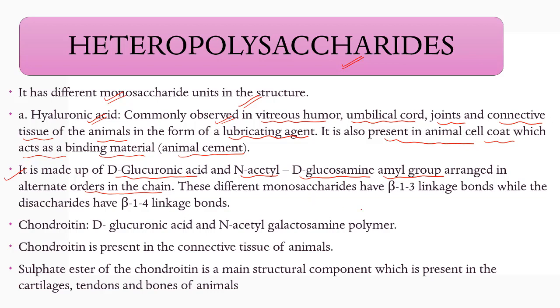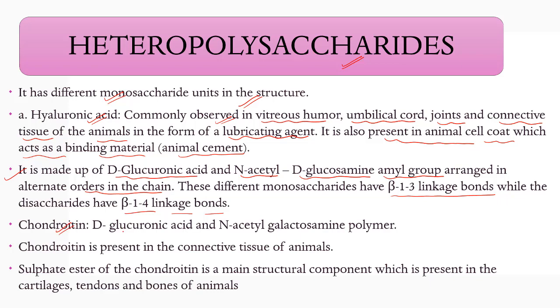These different monosaccharides have beta 1,3 linkage bonds, while the disaccharides have beta 1,4 linkage bonds. So hyaluronic acid is commonly observed in vitreous humor, joints, connective tissues of the animals in the form of a lubricating agent. It is also present in the animal cell coat, which acts as a binding material like animal semen. It is made up of D-glucuronic acid and N-acetyl D-glucosamine alternately arranged. The different monosaccharides have beta 1,3 linkage bonds, while the disaccharides have beta 1,4 linkage bonds.